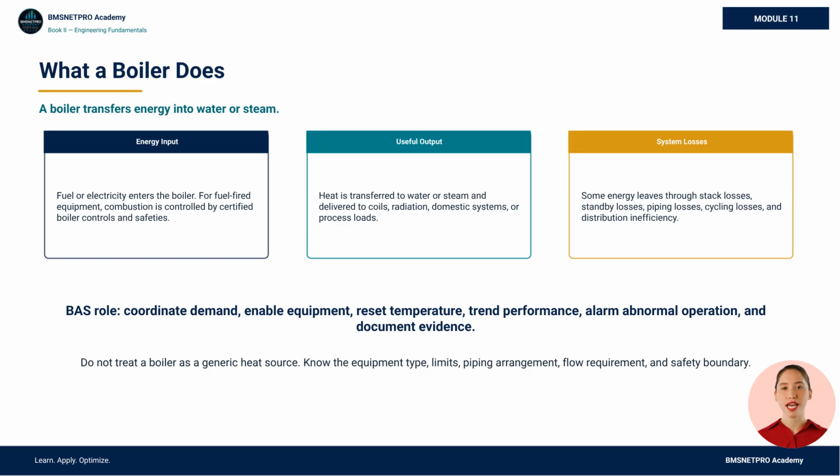A professional BAS review starts with the boundary. What is the boiler controller responsible for? What is the BAS responsible for? What safeties are independent? What conditions must exist before enable? That boundary protects people, equipment, and professional accountability.